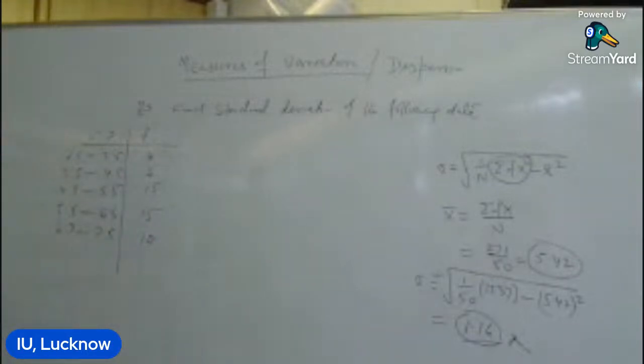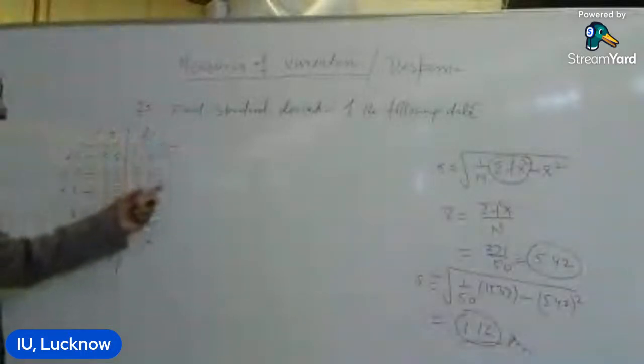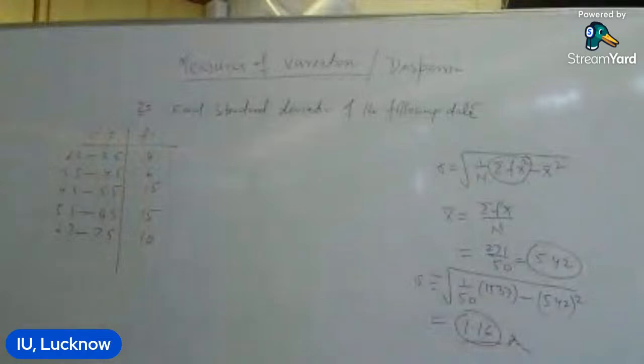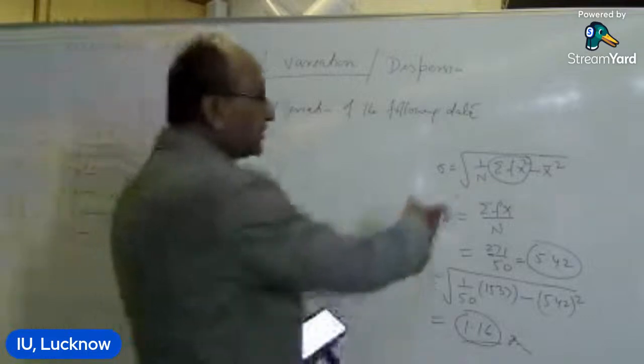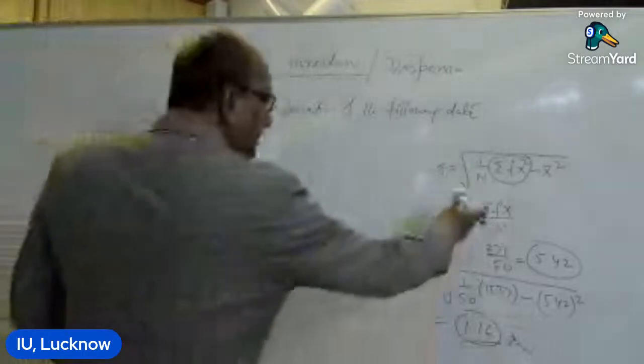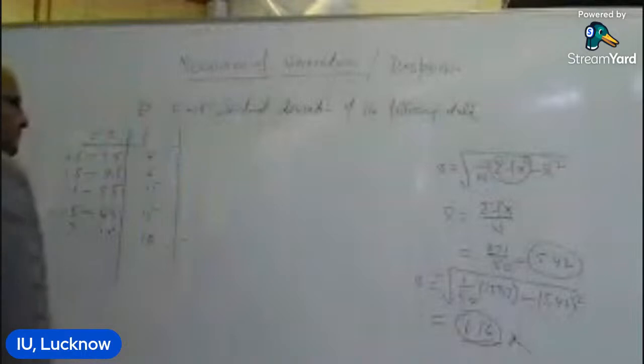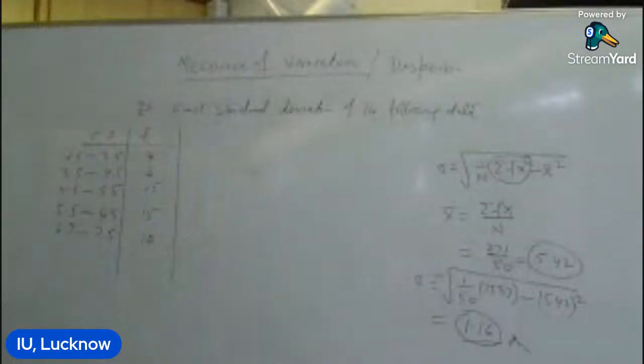So there is some variable given in the class intervals 2.5 to 3.5, 3.5 to 4.5, and so on, with their frequencies 4, 6, 15, 15, 10. Now we have to find the standard deviation of this frequency distribution. So we will use the same formula, and for this we have to obtain the summation fx square. So first find the mean, and we have to find the fx.